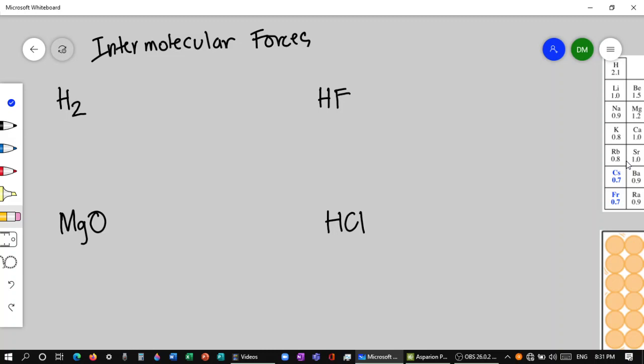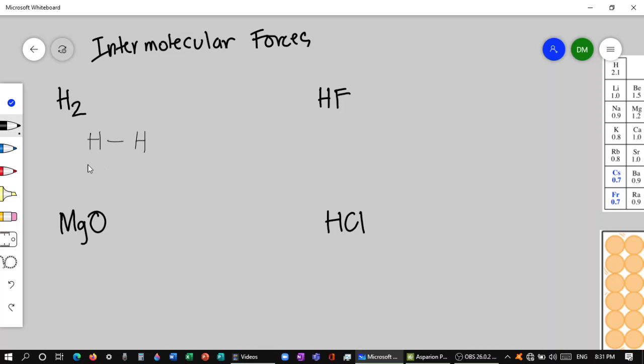Let's practice determining the intermolecular forces between the particles of the following substances. First, we have H2. H2 is composed of two atoms of hydrogen. So both are nonmetals. So this one is obviously a covalent bond. So let's identify whether this molecule is polar or nonpolar.